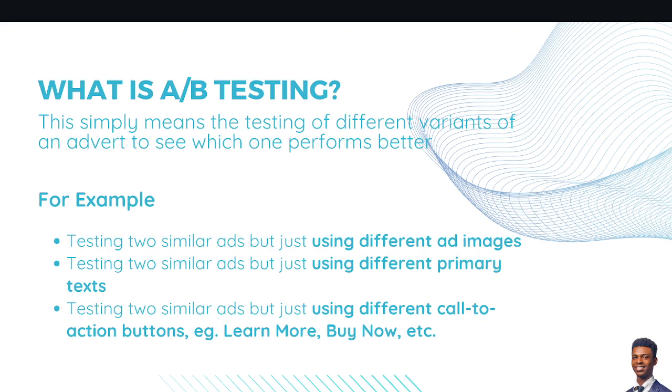So, for example, testing two similar ads but just using two different ad images to see which one performs better. Or testing two similar ads but using different primary text. Or testing two similar ads but using different call to action button. You remember call to action button, like learn more, buy now, shop now, all of those, they're called call to action button. So let me show you an example.